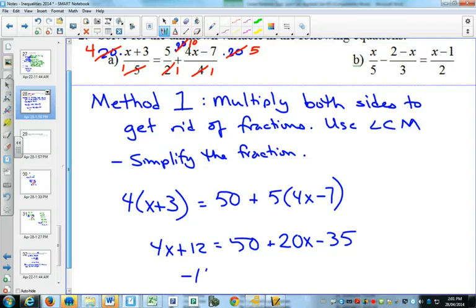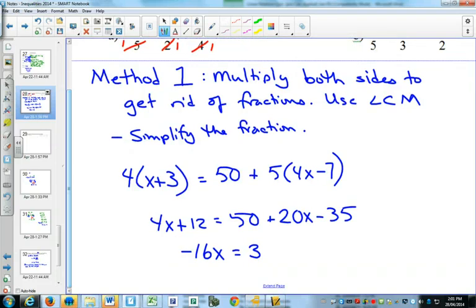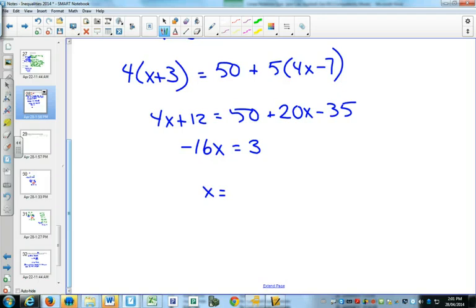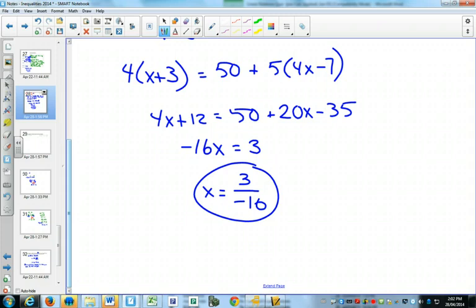So if I move the 20 over, I'm going to get negative 16x. I've got 50 minus 35 is 15, minus the 12 is going to be 3. And the answer is x equals 3 over negative 16. So there is part A using method 1. We'll do part B with method 1 as well, and then I'll show you method 2, and then you can look at them later and decide which one you like best.